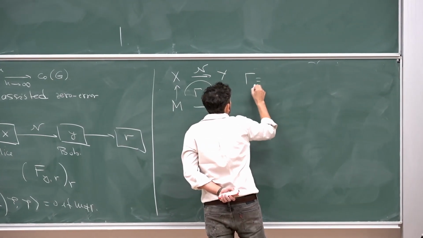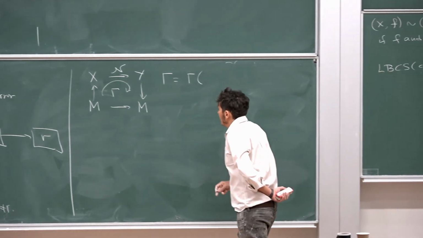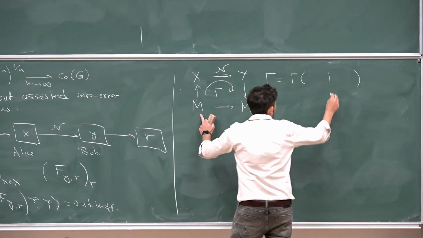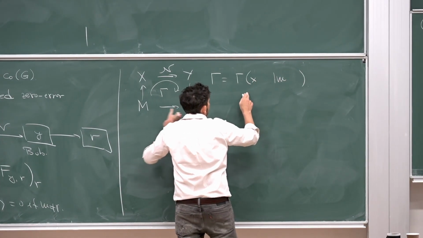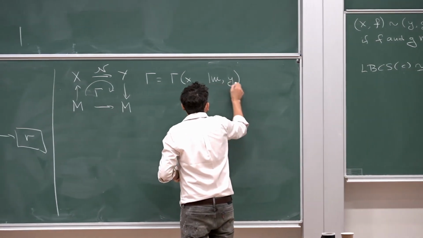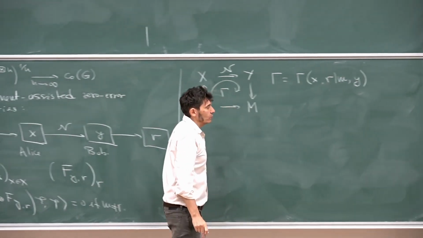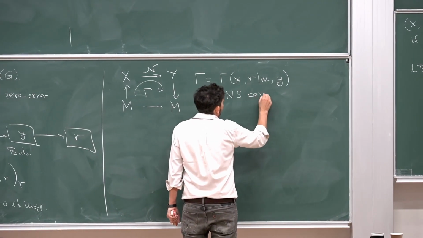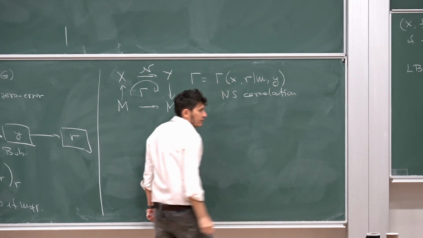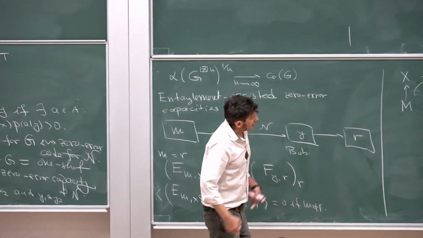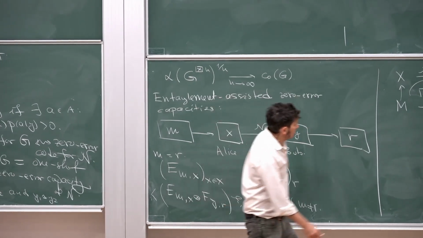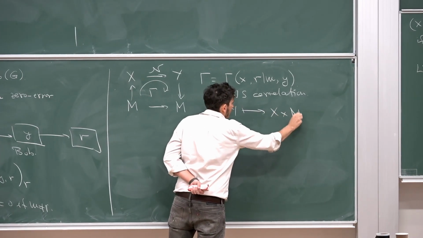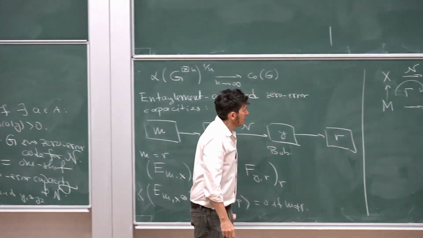So gamma is nothing else but a certain correlation gamma of, you need to start with an M here, obtain an X, then put it in the channel, get a Y, and then spit out an R. So this is your correlation. A no signaling correlation of your preferred type. Let me write it even more precisely, this will be on M cross Y going to X cross M. But this picture is more useful to keep in mind.